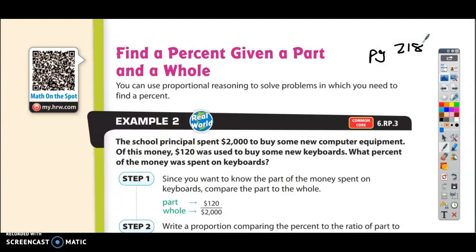You might not quite understand what I showed you there, but I'm going to try to get you to recognize how if you just read carefully, it should be fairly intuitive about what you're supposed to do. So the directions say, find a percent given a part and a whole. You can use proportional reasoning to solve problems in which you need to find a percent.